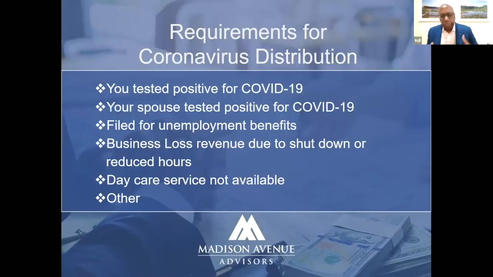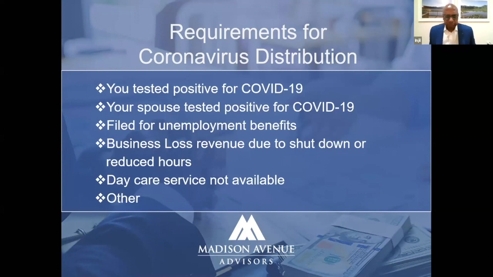Okay. In order to qualify for this special treatment, the COVID-19 distribution, you have either tested positive, your spouse has tested positive, you filed for unemployment benefits, your business has lost revenue because it's closed or shut down, hours have changed. You can't get to daycare because it doesn't exist. I believe that they're going to make the distribution available to everyone. Stay tuned on that. So we have to make sure you qualify before you start getting into what I just talked about.